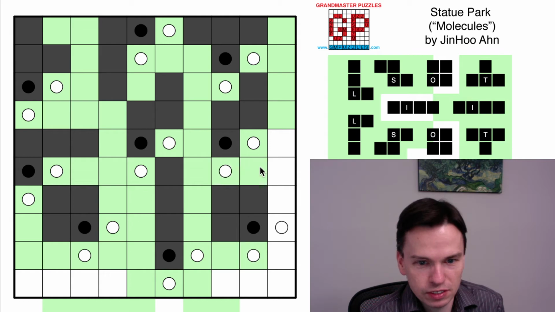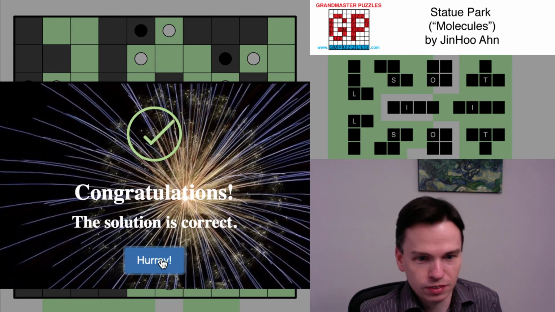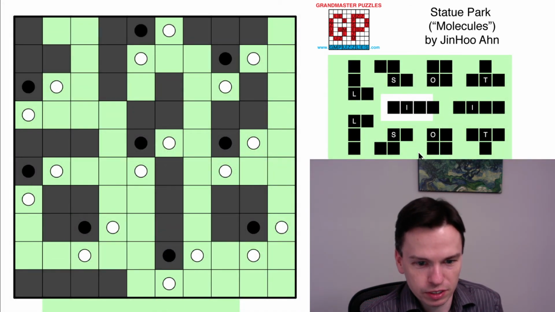Connectivity gives us these, and now if we're looking for where I can place a tetromino, the only spot left is this lower left corner, and that finishes out the puzzle.